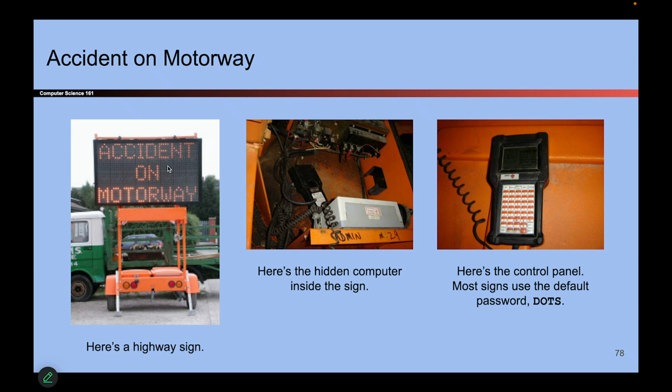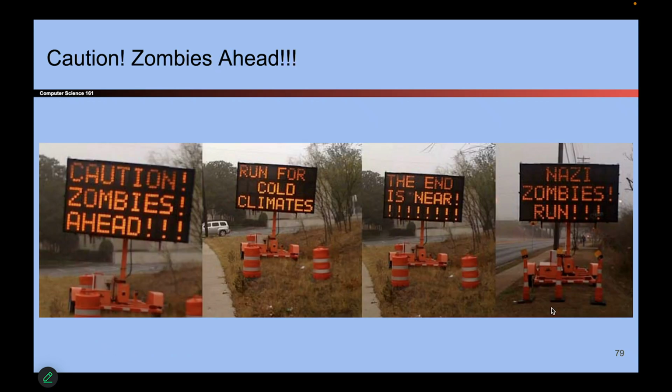And it turns out, if you go online and you look up the reference for how to use these machines, there's a default password, DOTS. So if the person running this sign has not updated the password, it's just the default password, which you can find by searching online. So what can you do with this? I go and put in the default password. I can do this. I can say, zombies ahead, or zombies run. OK, so that's something I can do.